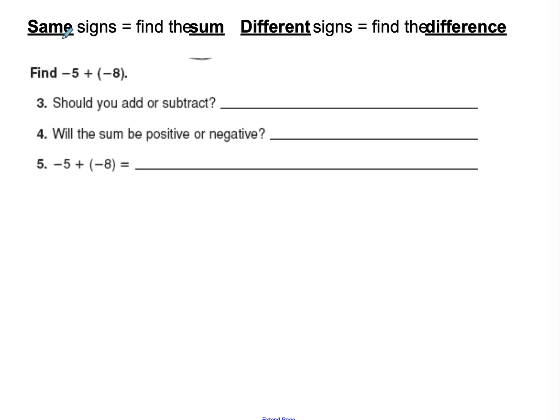Okay, here's my rule again up at the top. Same sign, find the sum. Different signs, find the difference. Now I have negative 5 plus negative 8. Are we going to add or subtract? Well, I have 2 negatives. They're the same sign, so I'm going to find the sum. I am going to add for these. Will my sum be positive or negative? Well, I have 2 negative numbers, so my answer has to be negative. Negative 5 plus negative 8. When I add 5 plus 8, I get 13. And I only have negative numbers, so my answer has to be negative, negative 13.